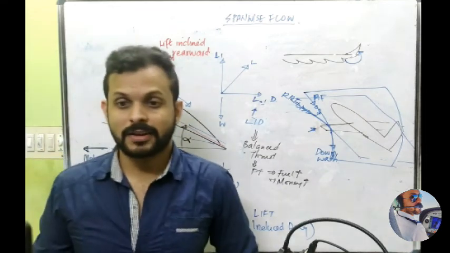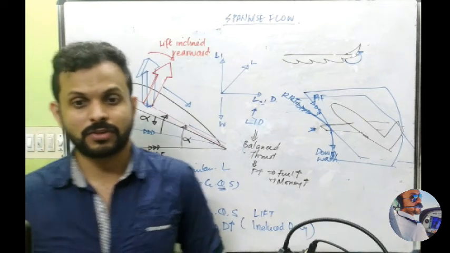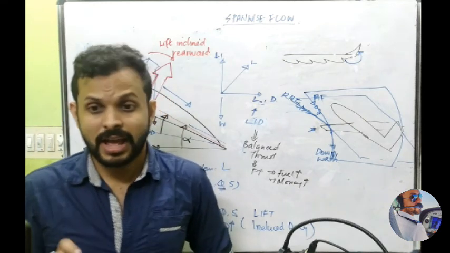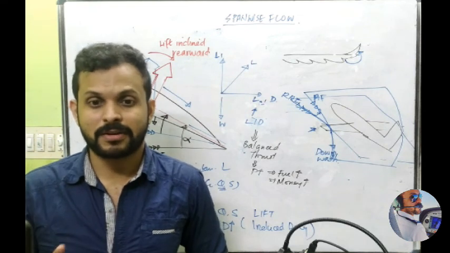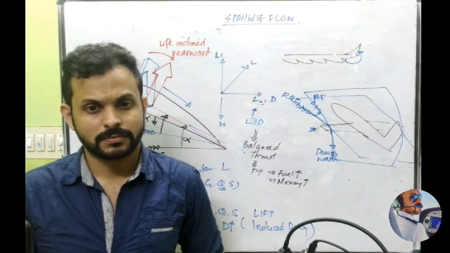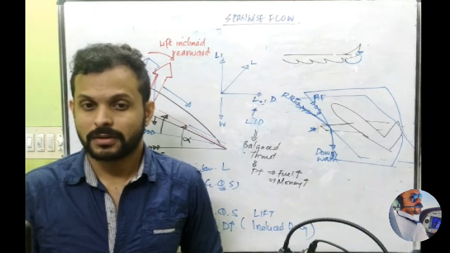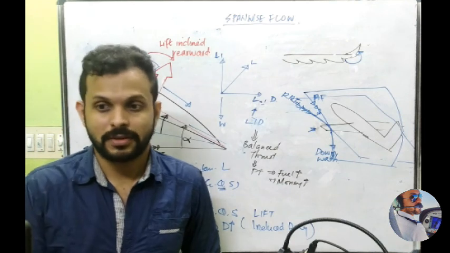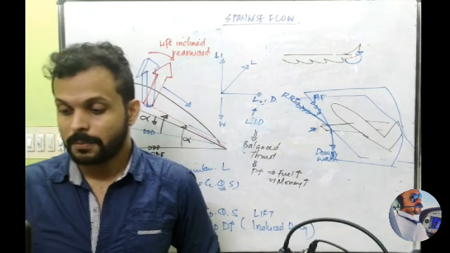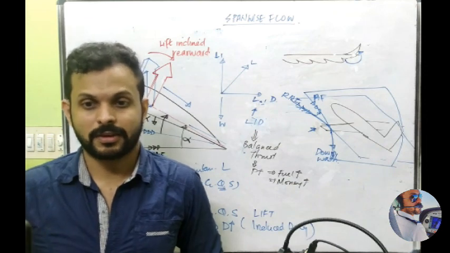And parasitic drag is independent of lift generation. Whether or not a surface is generating lift, you will still have parasitic drag. Think about a symmetrical wing with zero angle of attack. Will it produce any lift? It will still produce drag, which is called parasitic drag. It is independent of lift production, but induced drag will be there only when lift is being produced.